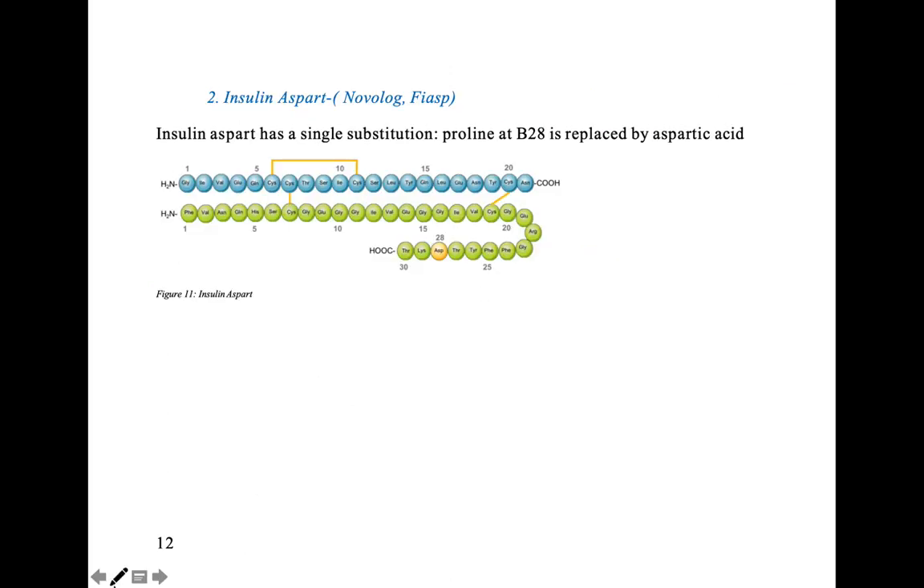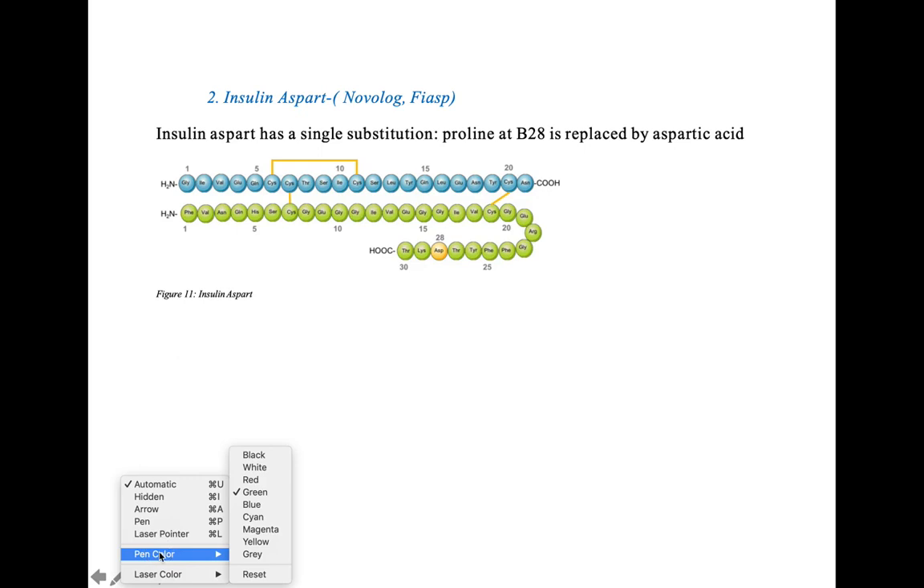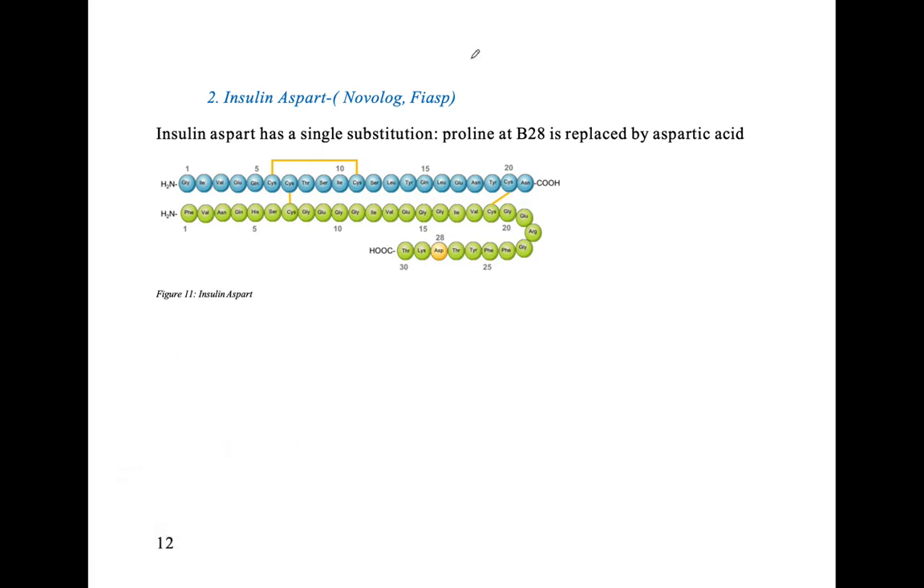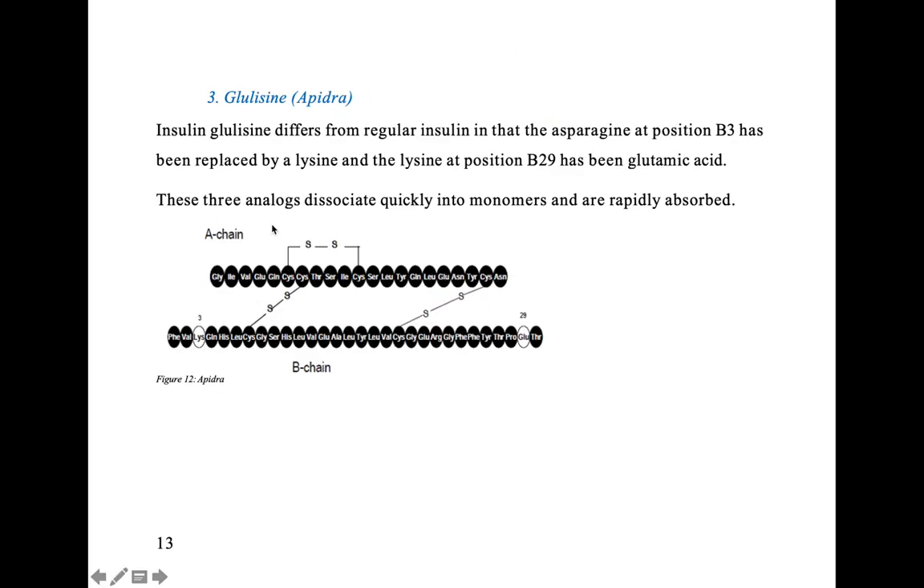Now for insulin aspart, there is a single substitution that takes place. It still involves the B28 position, and this time the proline at B28 is going to be replaced here by the aspartic acid. Okay, hence the name insulin aspart. So proline is going to be replaced by the aspartic acid. Still going quickly through those different insulins here.